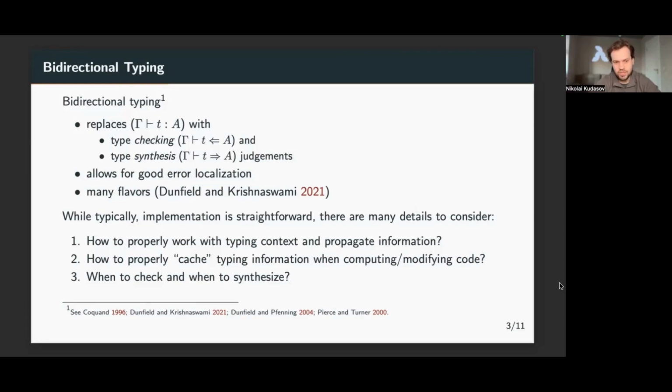A basic implementation of bidirectional type checking, again, is often straightforward. However, there are multiple implementation-specific nuances that impact integration with other components of a formal system down the road. For example, how to properly represent and work with the typing context and how to propagate information properly or efficiently, how to properly cache typing information when computing or modifying the code, and given declarative typing rules, how to determine when to check and when to synthesize types.